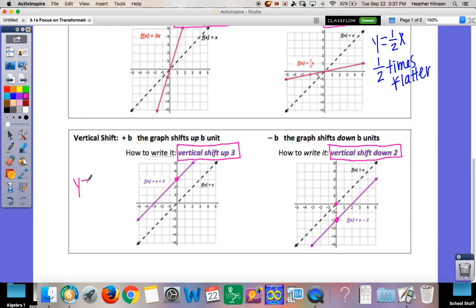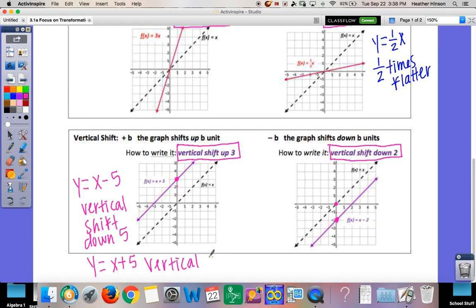So if we had x minus 5, it's a minus, so this is going to be vertical shift. It's minus, so we're going down 5. We don't write minus 5. We just write 5. That down takes care of the minus, so we don't have to write minus 5. If we had y equals x plus 5, we would write vertical shift, and because it's plus, we're going to put up 5.